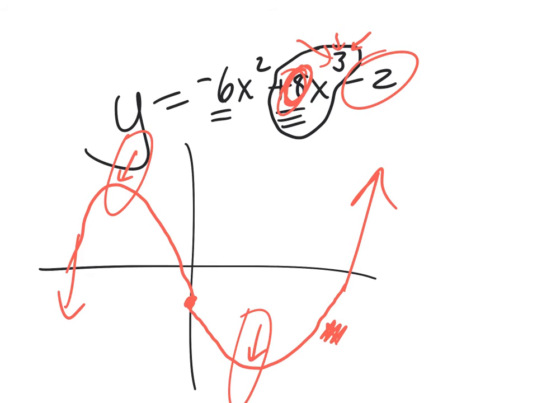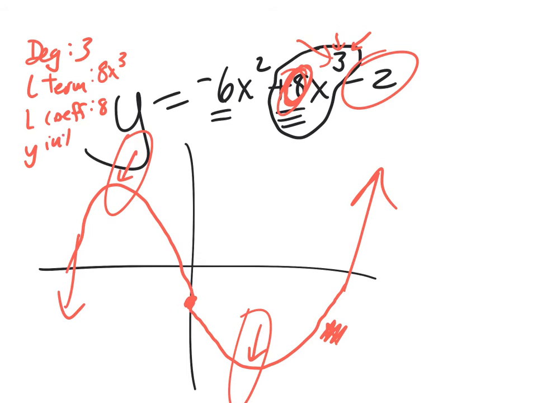So the questions they could ask you are, what's the degree? And you would have said 3. Don't try to add them up. It's just the biggest one. They could have asked you, what's the lead term? And you would have said 8x to the third. They could have said, what's the lead coefficient? You would have said 8. They could have said, what's the y-intercept? You would have said -2. And how many turns? 2, 1 less than that. Since that's a 3, 2.